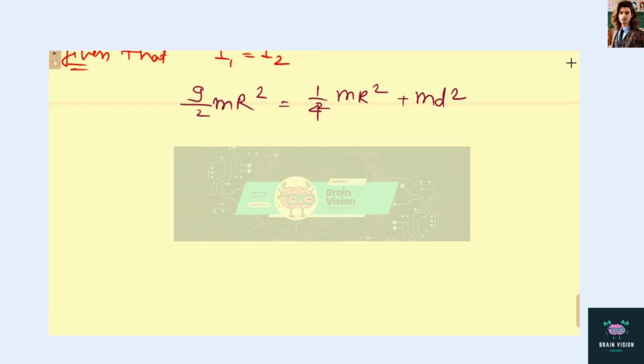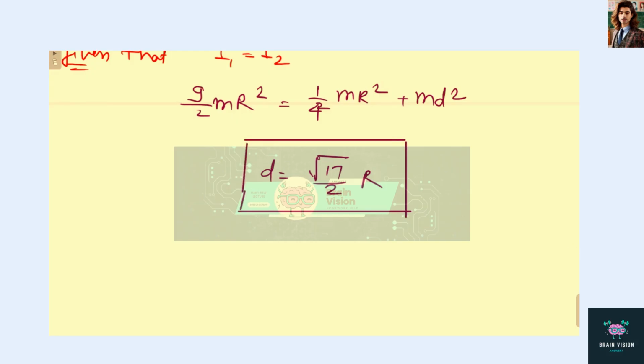Now I'm going to solve this. After solving, we get d = √17/2 r. So this is the answer to our given question, and we can say the correct option is choice B.